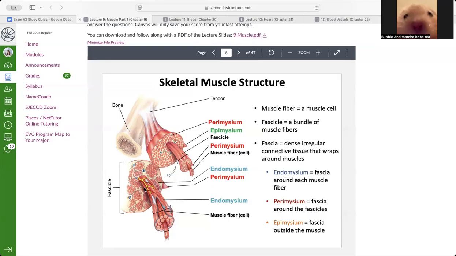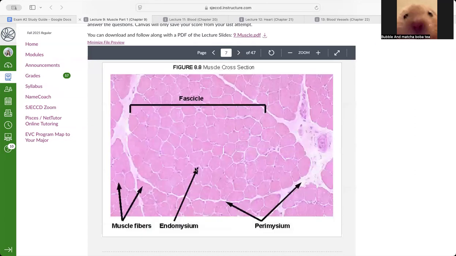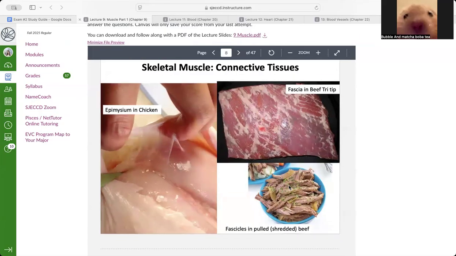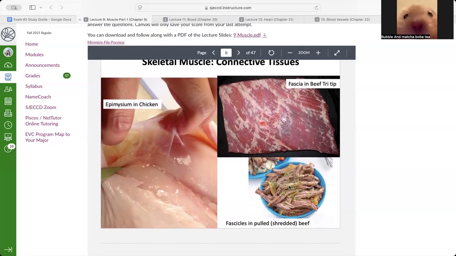So perimysium is the middle. This is what it looks like. Endomysium is on the inside, perimysium is surrounding on the outside. And this isn't showing the epimysium because you have to zoom further out. Okay, let's go through the connective tissues. That's why you can see the epimysium is on the outside. That's why you see the clear part of the chicken has that. And the fascia makes up tendons.